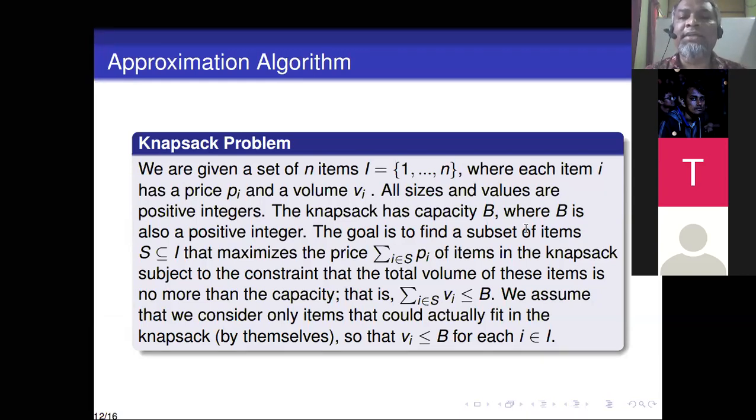The goal is to find a subset of items S from I that maximizes the total price of items in the knapsack, subject to the constraint that the total volume of these items is no more than the capacity. That is, if you sum up the volumes of these items, it should be less than or equal to B. We assume that we consider only items that could actually fit in the knapsack. That is, no item has volume larger than B, so that v_i is less than or equal to B for each i in I.